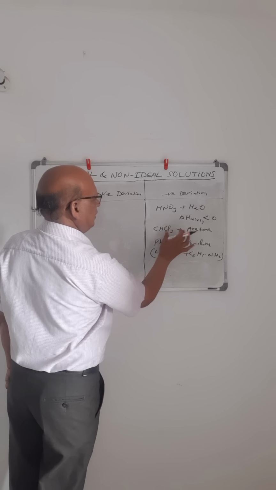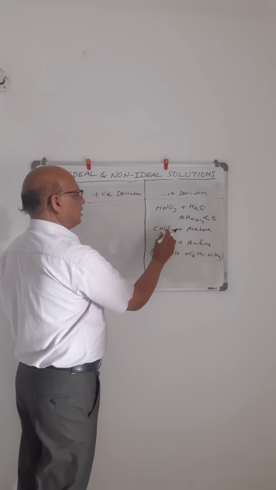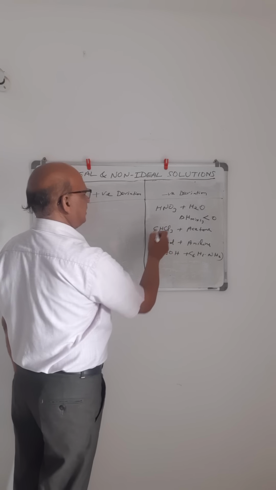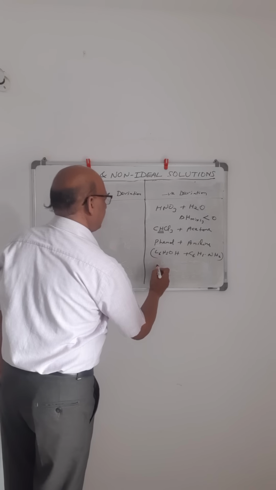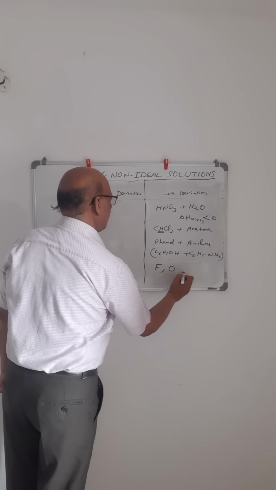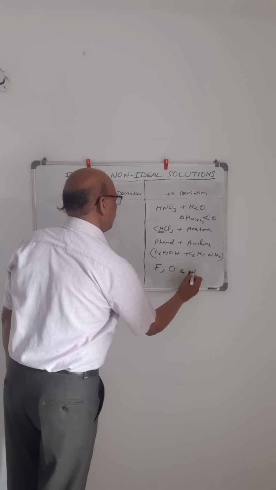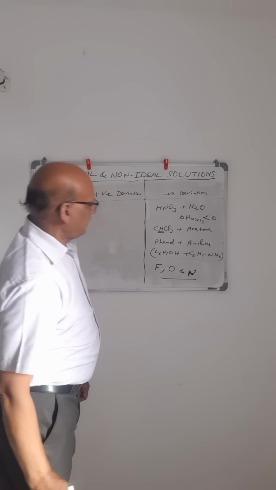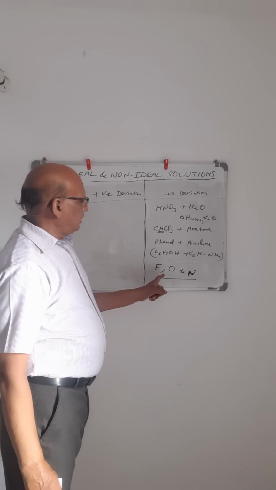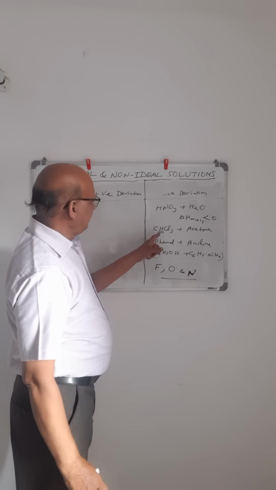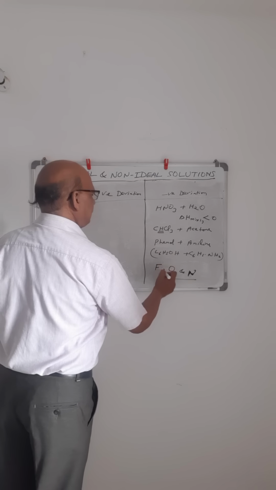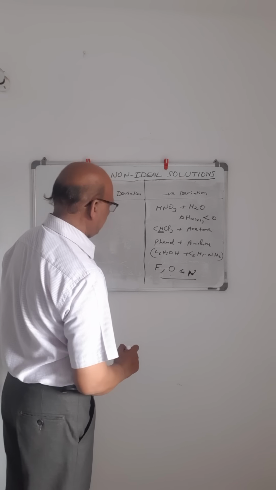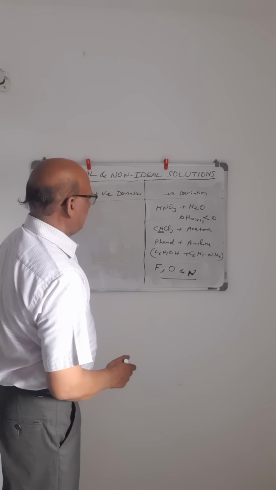This is a typical example of a compound which shows hydrogen bonding even when hydrogen is not connected with fluorine, oxygen or nitrogen. Normally hydrogen bonding is shown by compounds where hydrogen is attached with either fluorine, oxygen or nitrogen. But in this case, hydrogen is not attached with any of these, even then it is showing hydrogen bonding. I will show how it is showing hydrogen bonding.